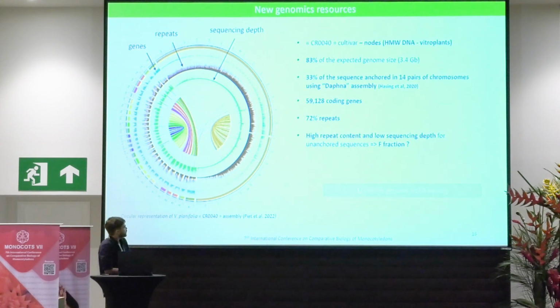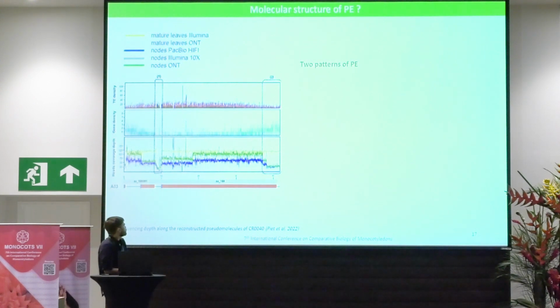And well, we see that we are still missing like 20% of the genome in our data, so there's still room for improvement on the structure. So with this assembly, we also try to obtain a first image of the structure of the partial endoreplication phenomenon.